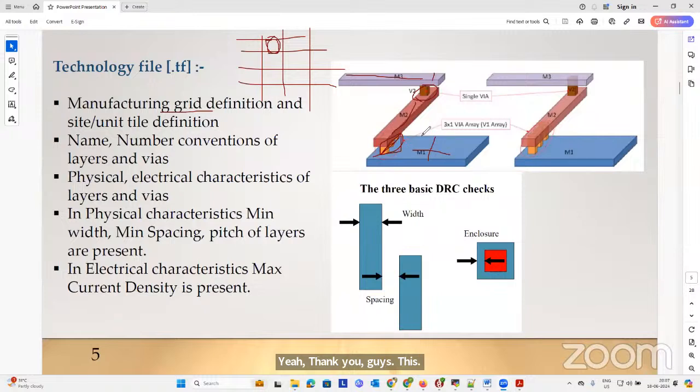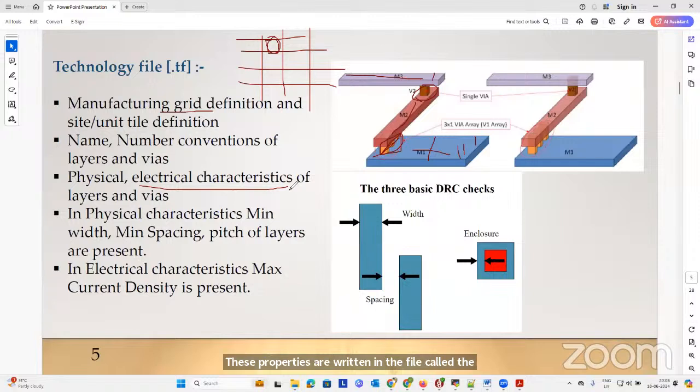This is how we are going to do it in physical design. Now the physical and electrical characteristics of the layers and wires. Physical means dimensions: length, width, and thickness of each and every metal. Electrical characteristics means resistance, capacitance, inductance, and any losses in the metals. Those are all electrical characteristics. These properties are written in the technology file.